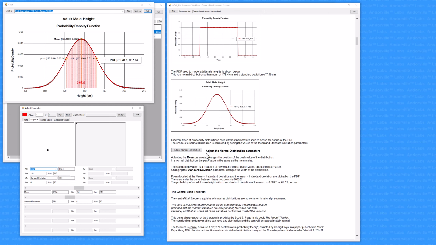Adjusting the mean parameter changes the position of the peak value of the distribution. In a normal distribution, the peak value is the same as the mean value. The standard deviation is a measure of how much the distribution varies about the mean value. Changing the standard deviation parameter changes the width of the distribution.